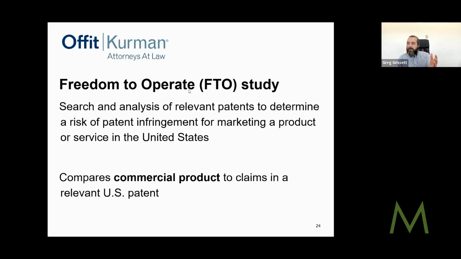And this is really a freedom to operate study. I define this as a search and analysis of relevant patents to determine the risk of patent infringement for marketing a product or service in the United States. Again, it compares what your commercial product is essentially to the claims of a US patent.